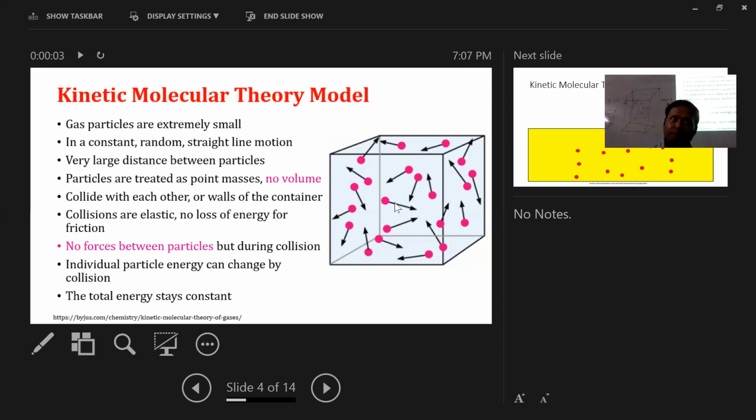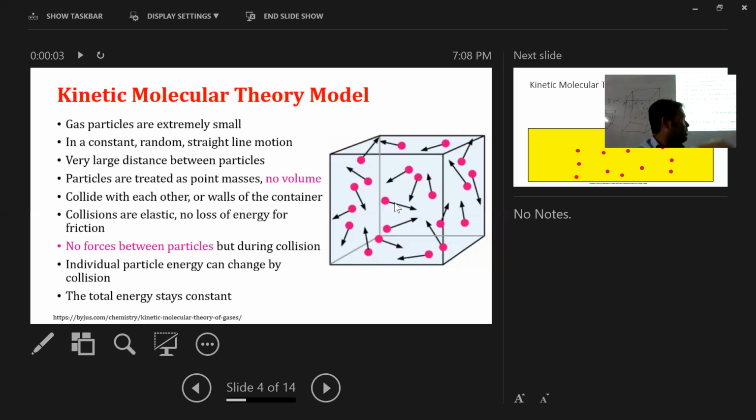So all gas molecules have some volume. Then, individual particle energy can change by collision. That is a little bit contradictory. Here we mentioned that the collisions are elastic, which means the kinetic energy before and after the collision is the same. That is elastic. But here it says the individual particle energy can change by collision.